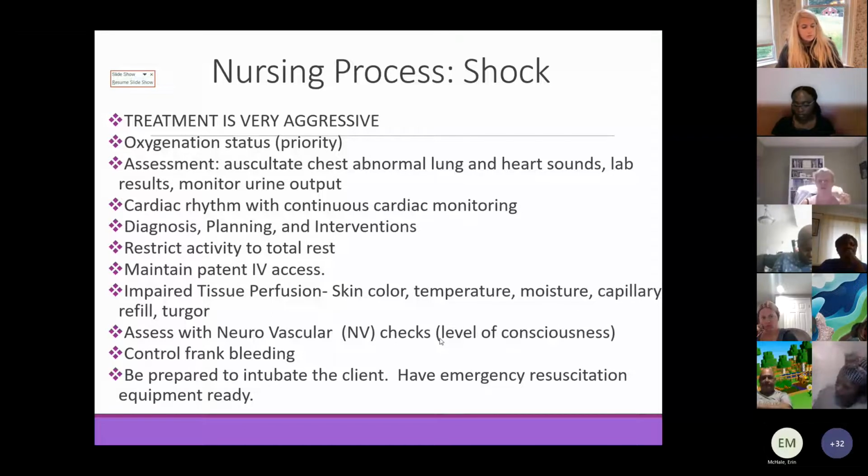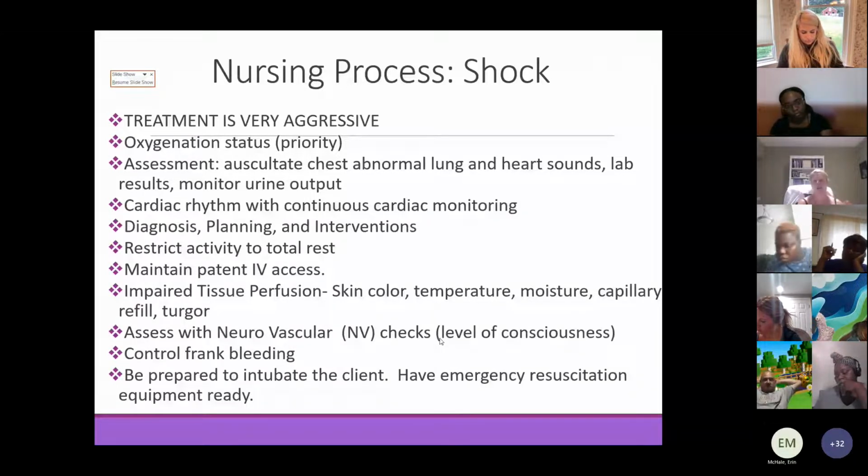We're going to talk a little bit more about neurovascular checks when we talk about stroke, but we're going to be maintaining that level of consciousness. Do they have any weakness in their extremities, pulses, things like that? If they have any bleeding that we can actively see, we're going to try and control that and get in touch with the doctor if we do notice bleeding from somewhere. And at any time, we should always be prepared to intubate the patient. So we always want to make sure that you have any emergency equipment ready at all times.